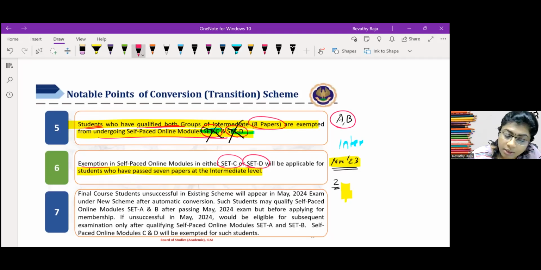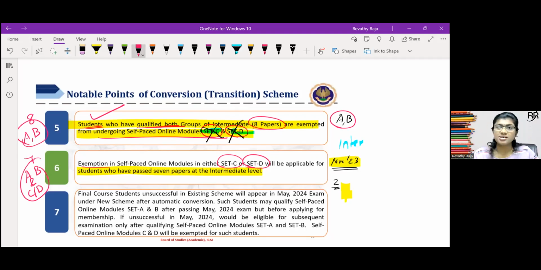So in this, if you have passed intermediate 8 papers, you have to appear for these two. If you have passed intermediate 7 papers, you have to appear for set A, B, and C or D. Here 2 sets you have to appear. Here 3 sets, where C or D. Clear? So these 2 points were with respect to those students who have passed as per the existing syllabus, inter students who have passed either 8 papers or 7 papers.